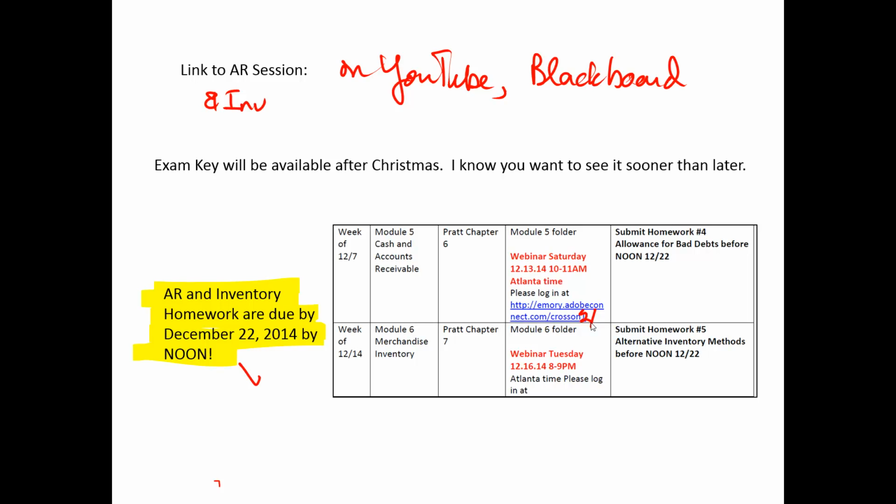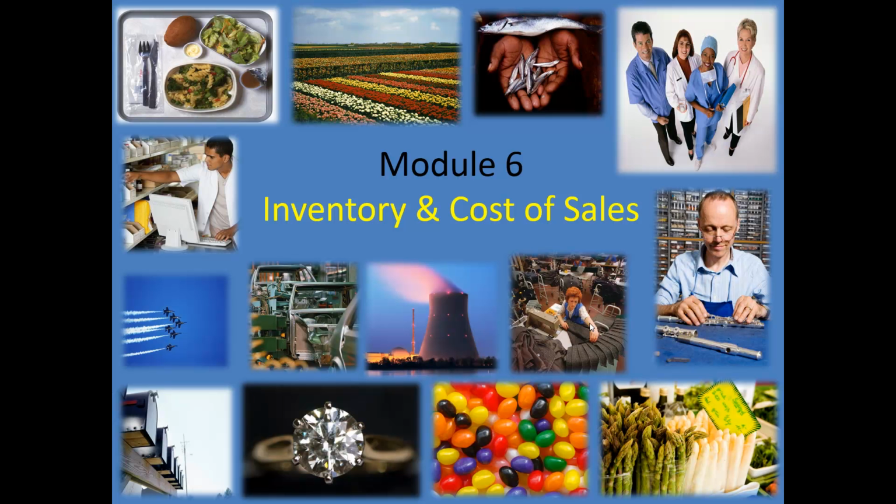Let's get started on inventory. When we look at inventory, we know that that is what companies either buy and then put a new price tag on and invite customers in to buy it from them, or the company will manufacture or make inventory.